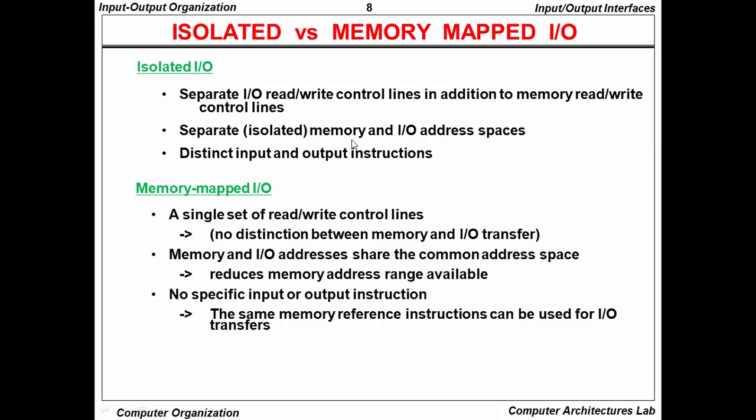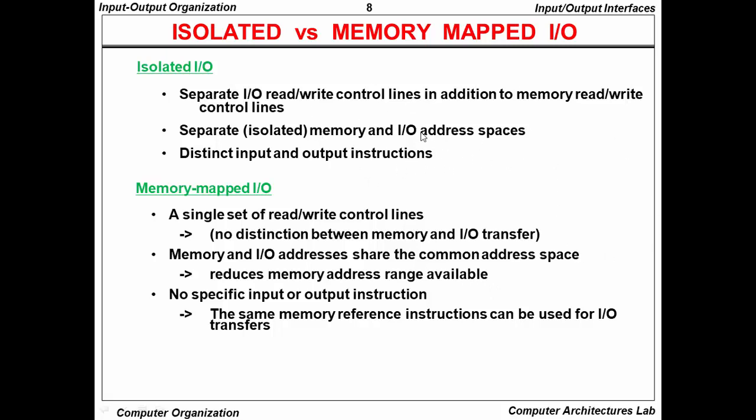That is the distinct input and output instructions. In the memory map, a single set of read and write control lines is shared, so there is no distinction between memory and IO transfer. Everything is going to be achieved on a single basis. Memory and IO addresses share a common address space, so there is no separate address space in our memory.